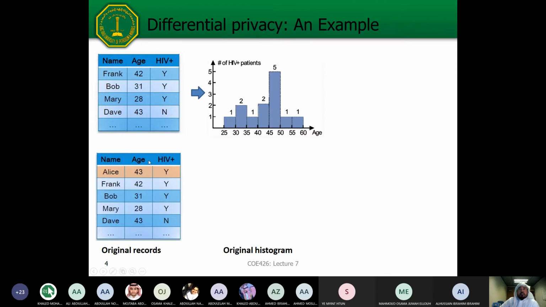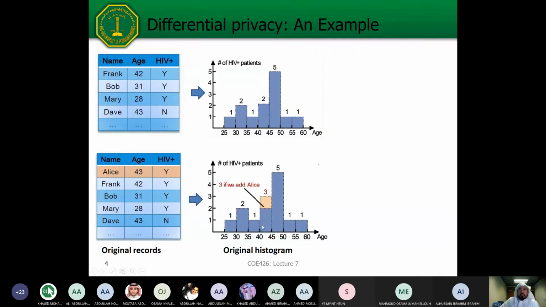Now, suppose that we added one more person, Alice, in this table, whose age is 43. What do you think will happen to the frequency histogram? Will it change? Yes, it will change. In particular, this person will be added to this frequency. Now, notice what the diagram says: number of HIV plus patients.